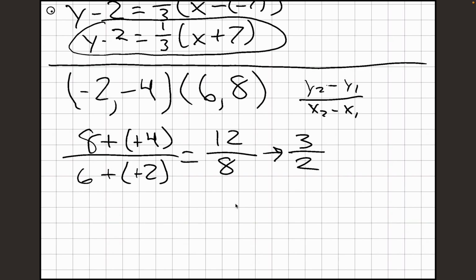Yeah, we got to pick a coordinate. You can use either coordinate. Let's use our negative 2, negative 4. But if you use 6, 8, it'll accept either answer. So what is this going to look like if we use negative 2, negative 4? What's our point slope form going to look like? Yeah?